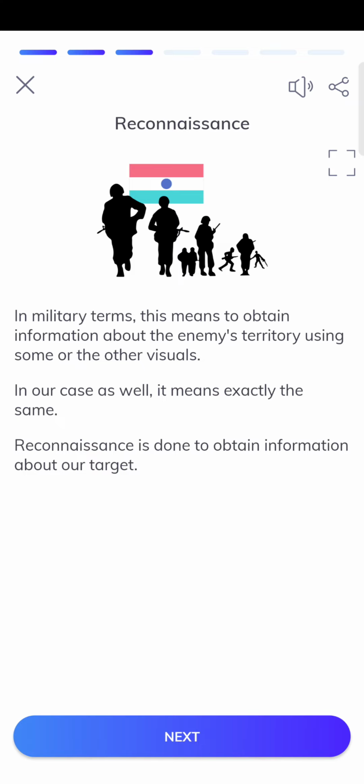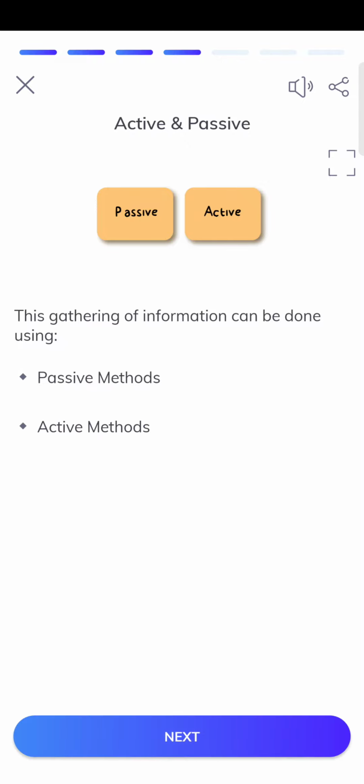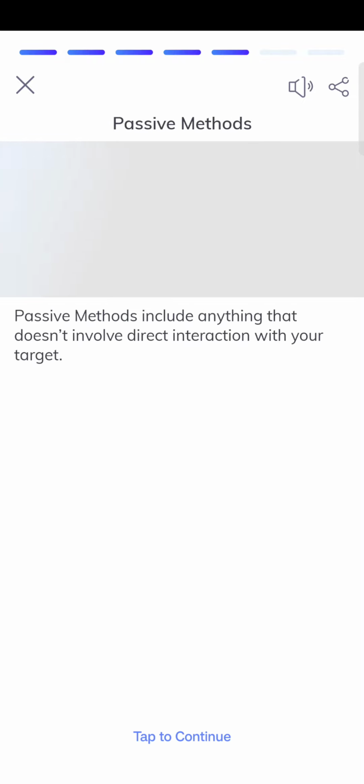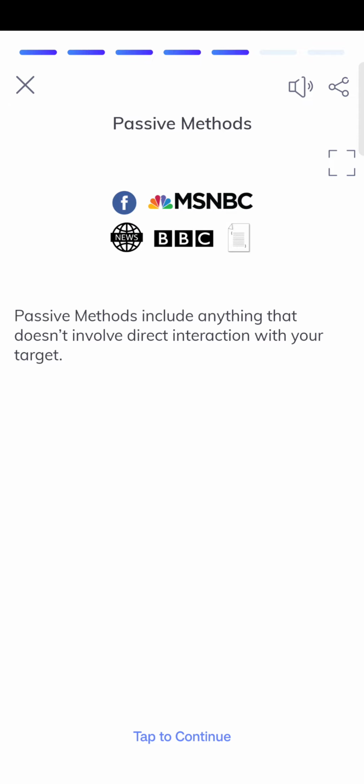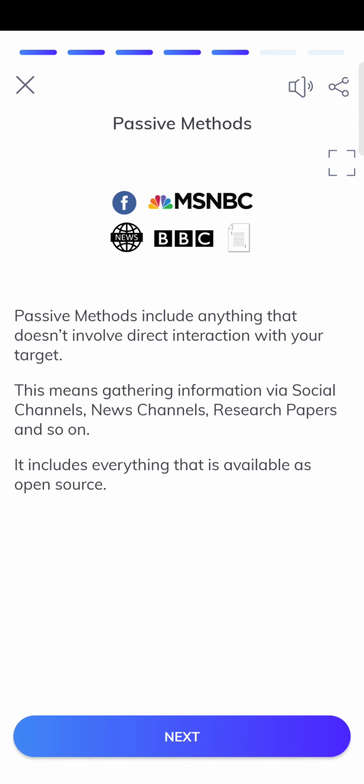Reconnaissance is done to obtain information about our target. This gathering of information can be done using passive methods or active methods. Passive methods include anything that doesn't involve direct interaction with the target. This means gathering information via social media. It includes everything that is available as open source.